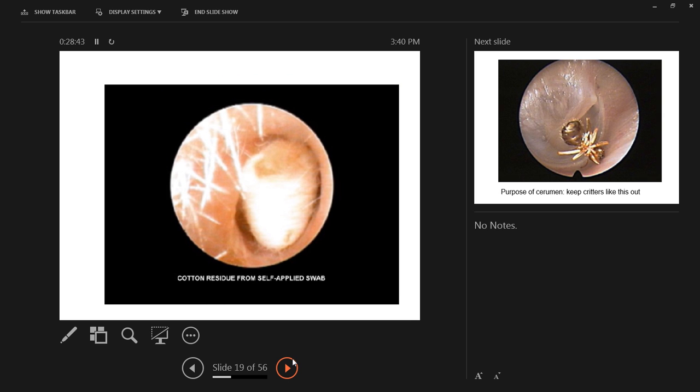Some foreign bodies. Someone put a cotton swab, a Q-tip, down their ear canal, rummaging around, and then pulled out, and the cotton swab left behind. You'll see that. That's not very comfortable, and earwax will build up around that.